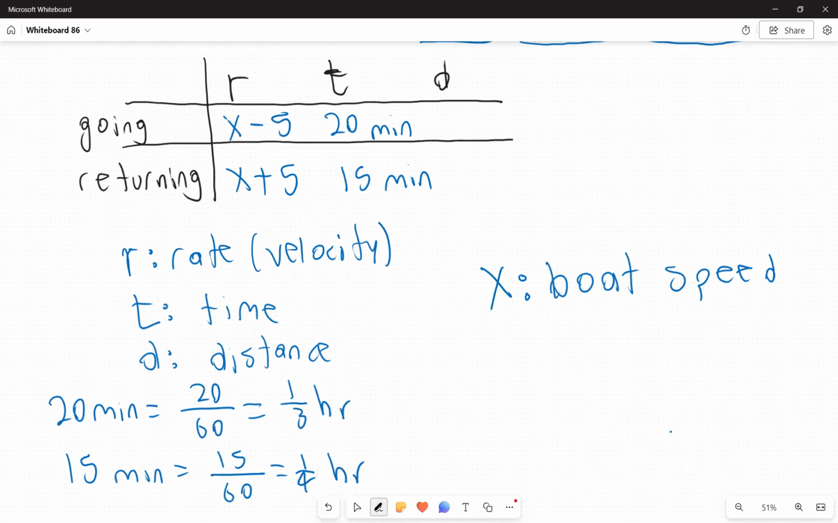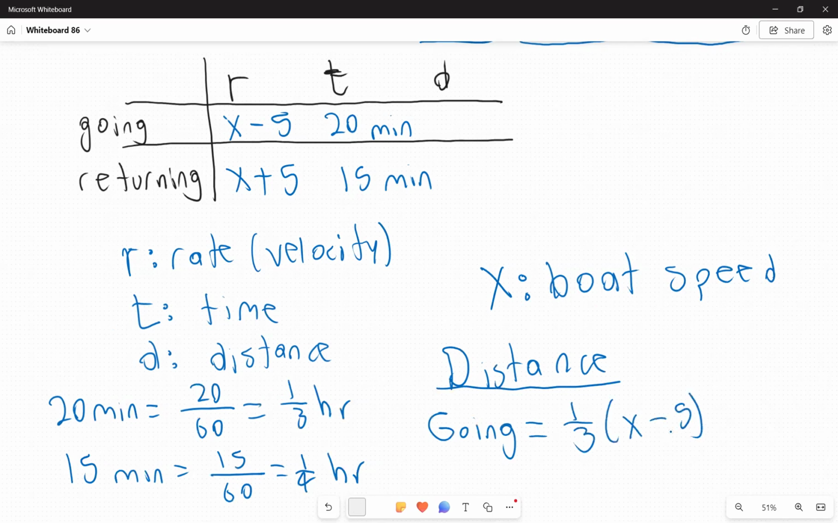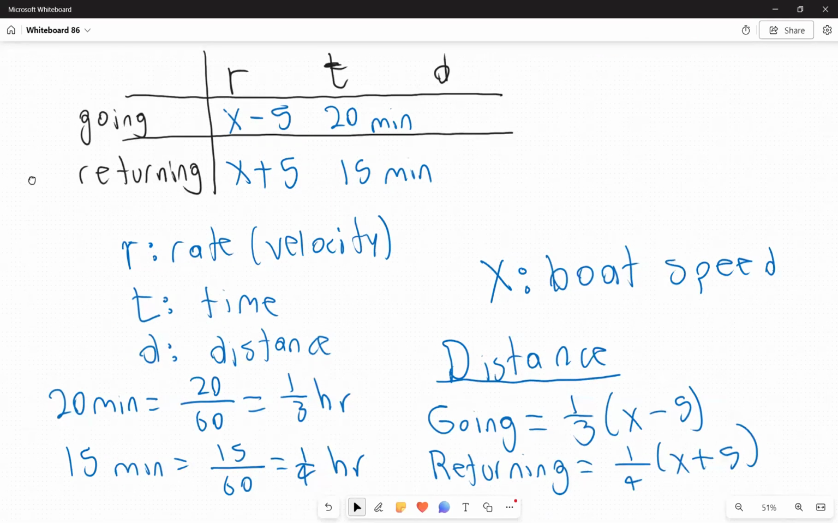So the distance is going to be the same. Going and returning is the same distance. So going is 1/3 times x minus 5. And returning is 1/4 times x plus 5. Okay, so I will update the chart.